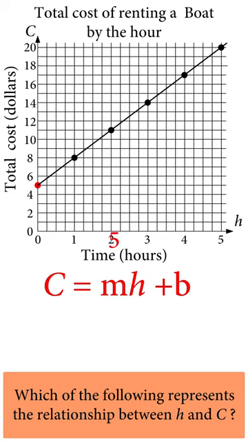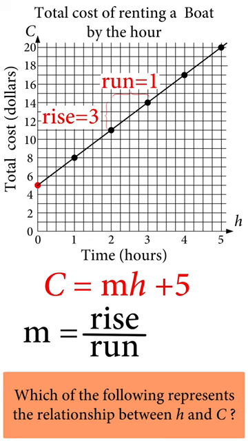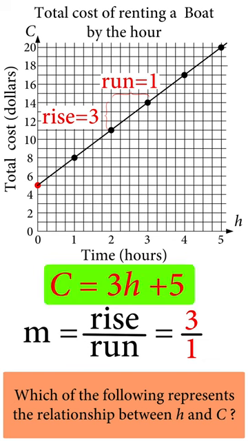Looking at the graph, the C-intercept is 5. To find the slope, we need to find rise over run, which is 3 over 1, and this simplifies to 3. So the equation of the line is C equals 3H plus 5.